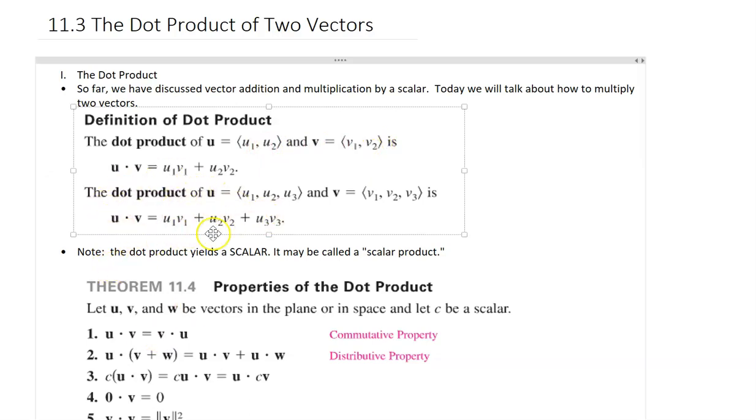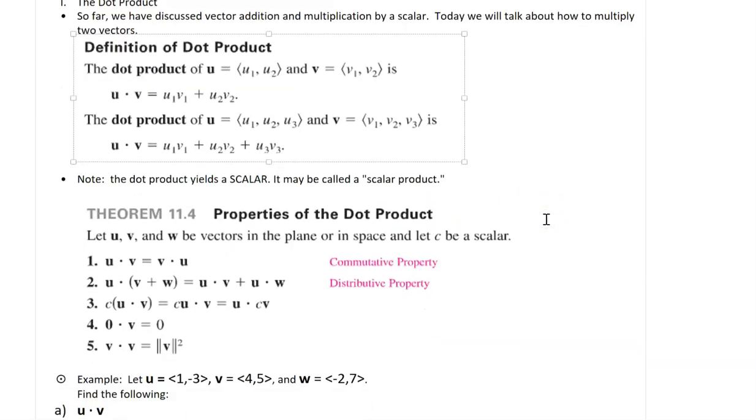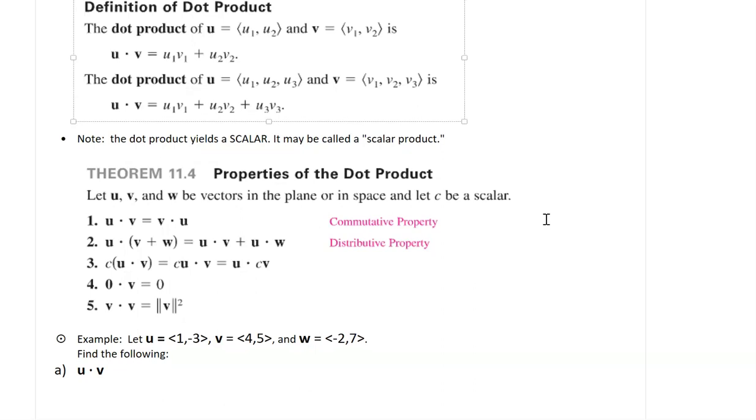This product is going to yield a scalar. The answer will be a scalar number, not a vector. And so sometimes it's called a scalar product. Properties of the dot product: it is commutative, so it doesn't matter which order you go in. It is distributive, so you can distribute the dot product over a sum, like so. And you can move your constant scalar multiple in and out and to whichever position you want.